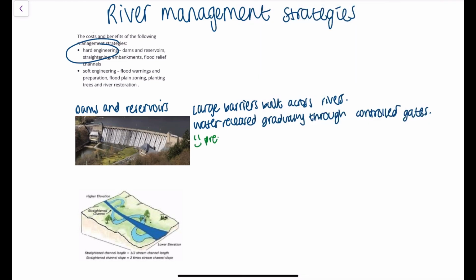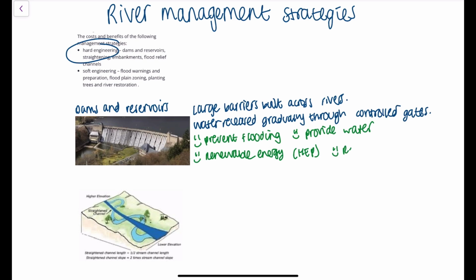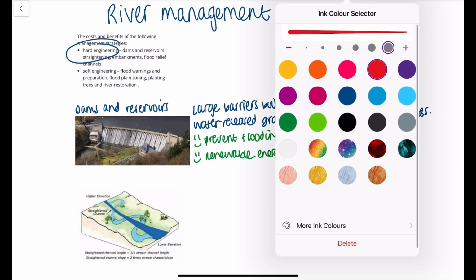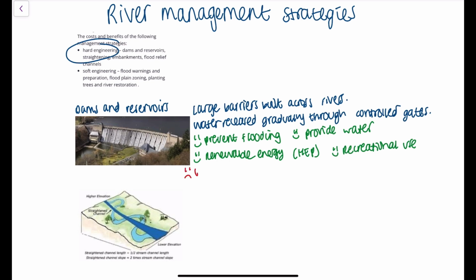Dams obviously prevent flooding downstream as they store that water. Water storage, the reservoirs provide water for domestic, industrial, and even agricultural use. Dams can generate renewable energy by harnessing the flow of water, and we know this is hydroelectric power, HEP, and then also recreational use. Reservoirs can provide opportunities for activities such as boating, fishing, and tourism.